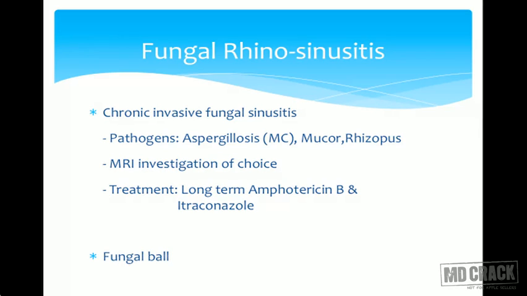First is a chronic invasive fungal sinusitis. Aspergillus niger and flavus are the most common organisms to cause chronic invasive fungal rhinosinusitis, followed by mucor and sometimes rhizopus. Now, MRI is the investigation of choice, and treatment is long-term amphotericin B and itraconazole, that is the antifungal agents, and surgically whatever the tissue is there, it should be debrided.